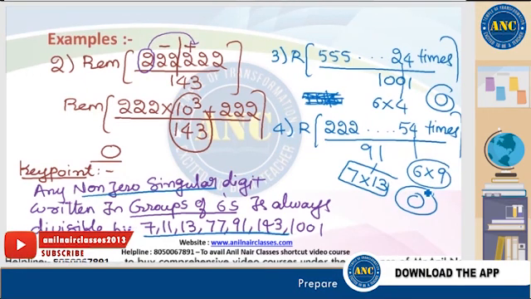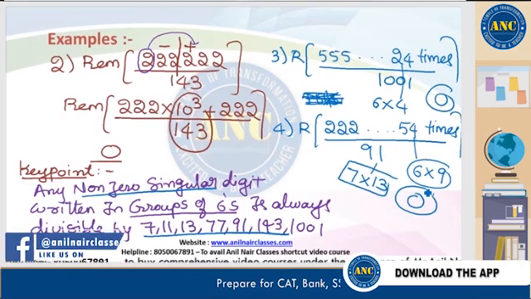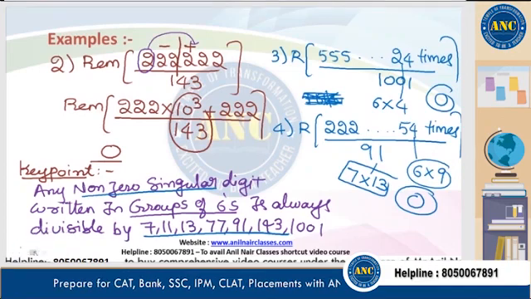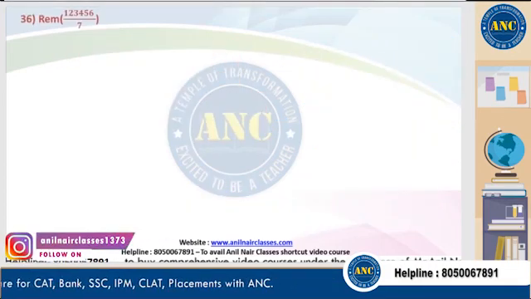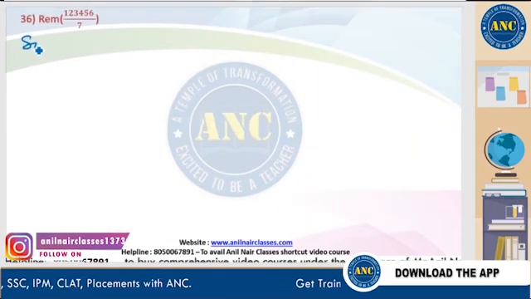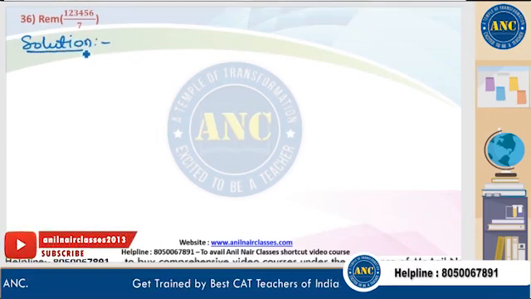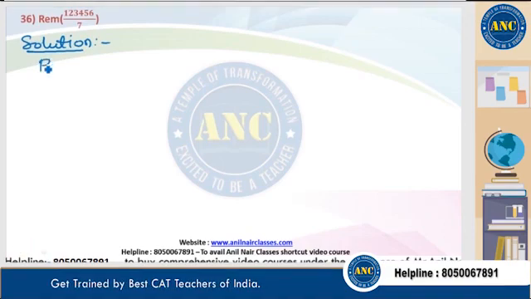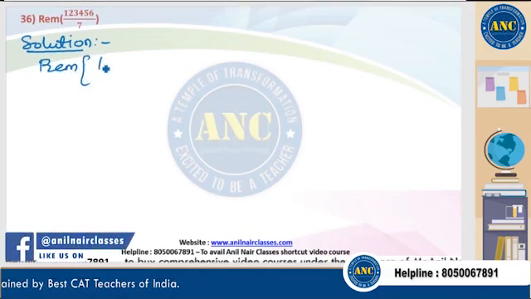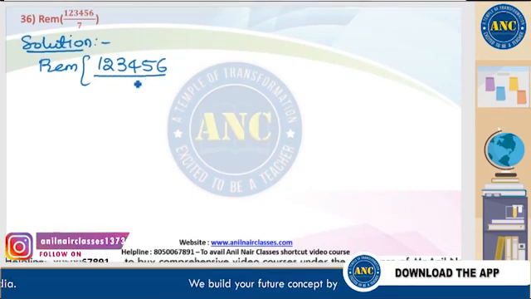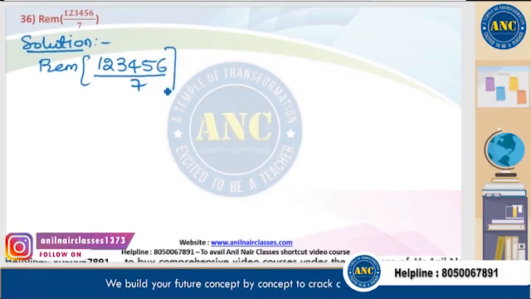Idea is clear, right? Now we will get into the problems one by one. Important concept. Now, first question: 1, 2, 3, 4, 5, 6 when divided by 7. A basic understanding of the question. 1, 2, 3, 4, 5, 6 when divided by 7.